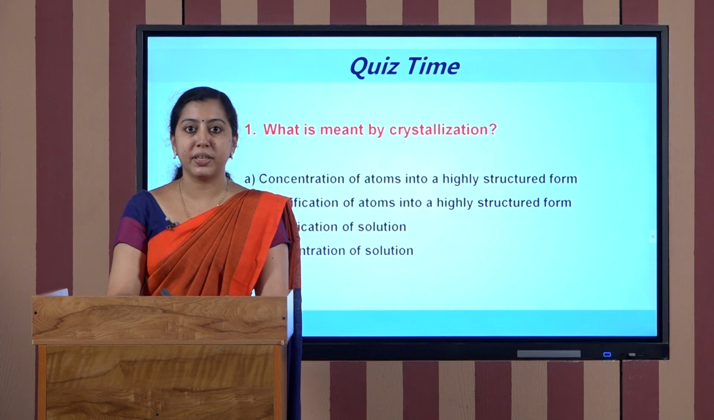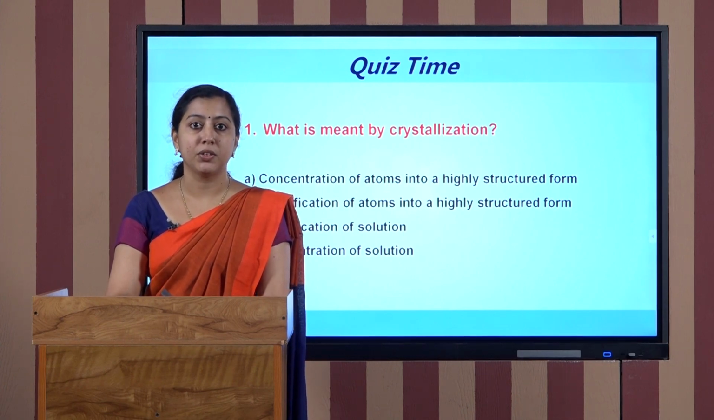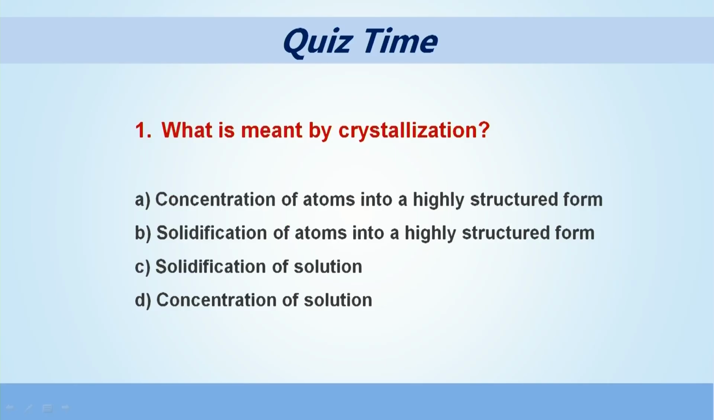Before moving on to today's topic, let's have a discussion on the answers for the assignment questions of the previous class. The first question was, what is meant by crystallization? You are given four options. Option A, concentration of atoms into highly structured form. Option B, solidification of atoms into a highly structured form. Option C, solidification of solution, and option D, concentration of solution.